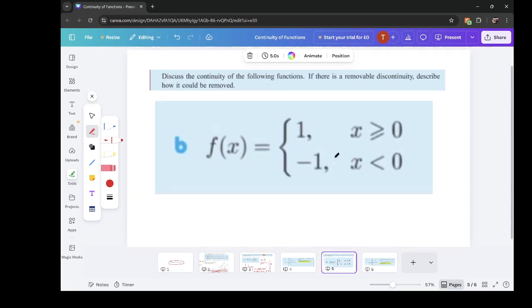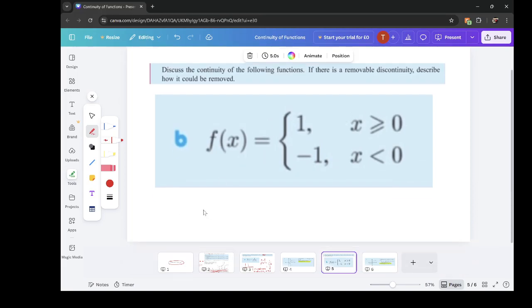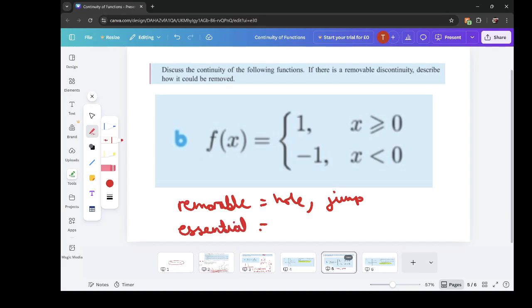Now you have homework over here. Now, just remember what I just told you, right? About the removable. I feel bad for not teaching it to you, so I'm going to teach it to you real quick. So removable equals hole, comma, jump, while essential equals asymptote, bracket, break. Okay? All right? Perfect. Now, you've learned everything that you need to know about continuity of functions.